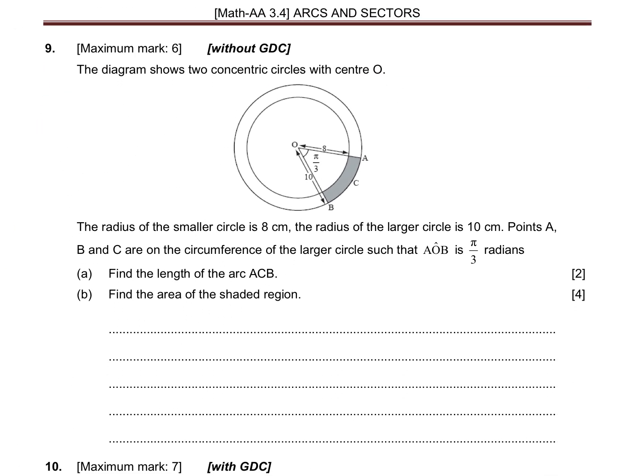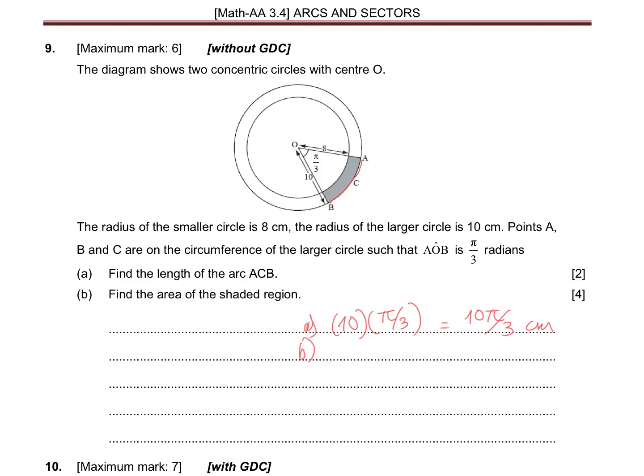All right, we've got 2 concentric circles with center O. The radius of the smaller circle is 8. 10 is the radius of the larger circle. Points A, B, C are on the circumference of the larger circle such that AOB is pi over 3. Find the length of arc. So we want that. So that's r, which is 10, theta, which is pi over 3. So 10 pi over 3 centimeters. And then find the area of the shaded region.